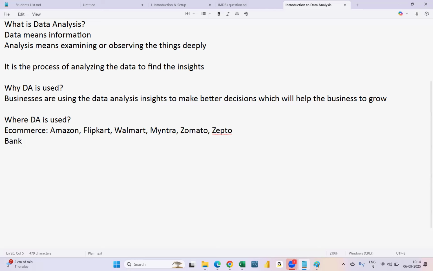And in the banking domain, which is another important domain for us, you can take any type of bank, SBI, ICICI, HDFC, or any other international bank. Wherever you go, data analysis is used.